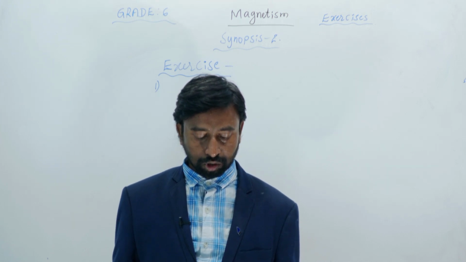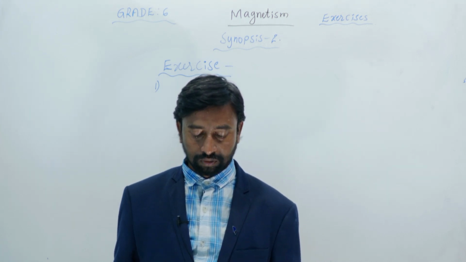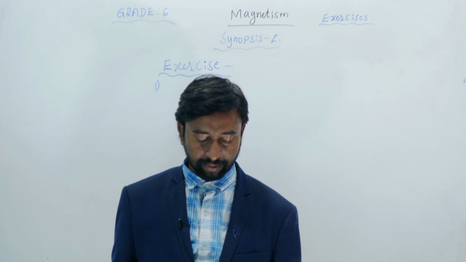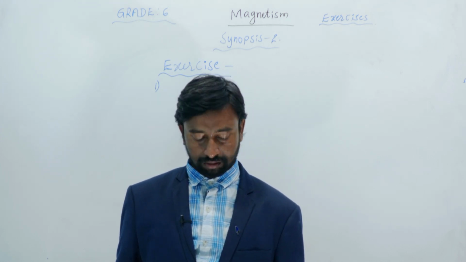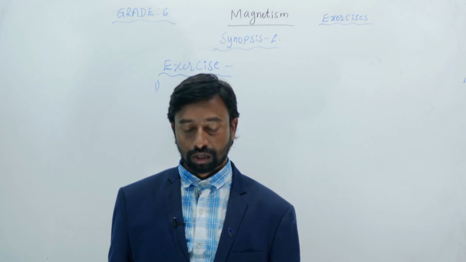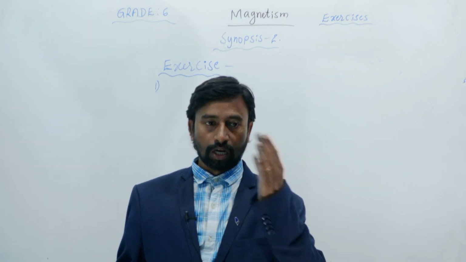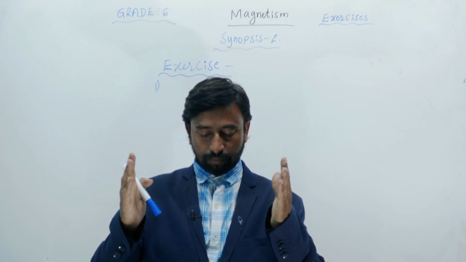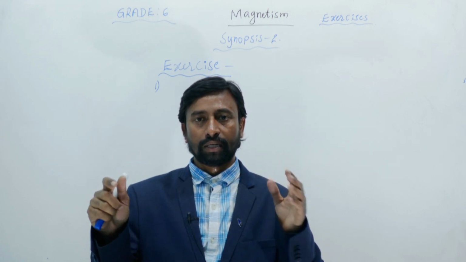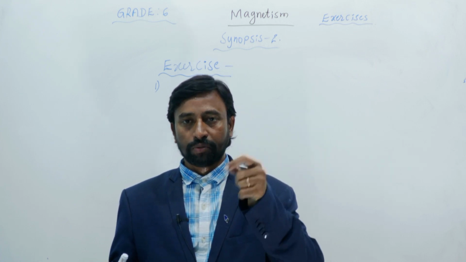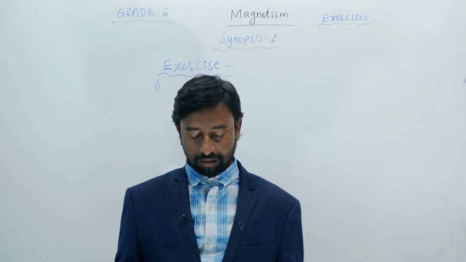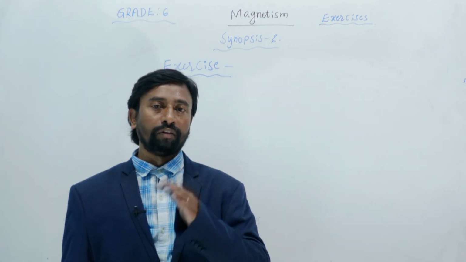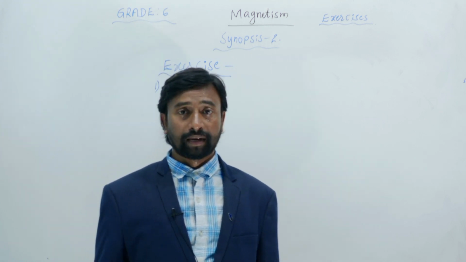Now the seventh one: the north pole of a bar magnet is taken towards the north pole of a freely suspended magnetic needle. The north pole of the needle will move away from the bar magnet. The options are move towards the north pole and move away from the north pole. When north poles are brought near each other, the suspended bar magnet will move away from the magnet placed near it.